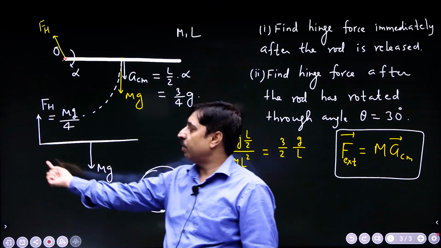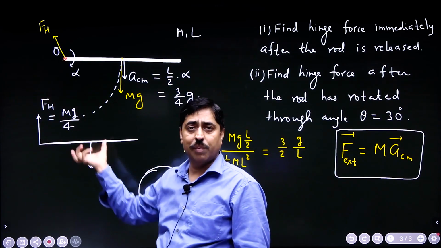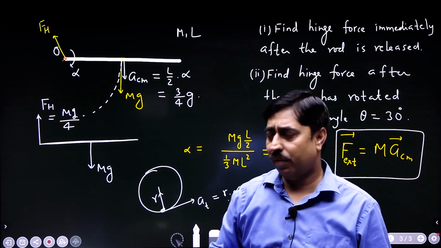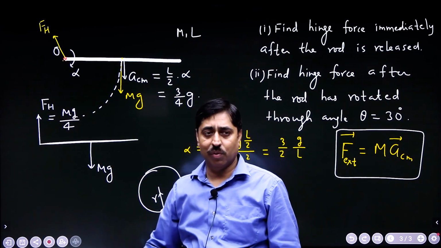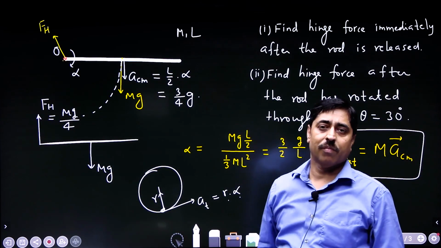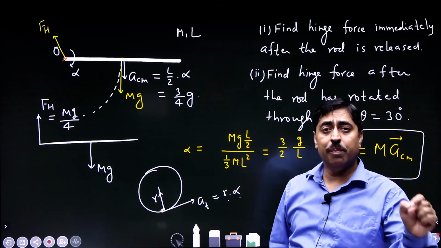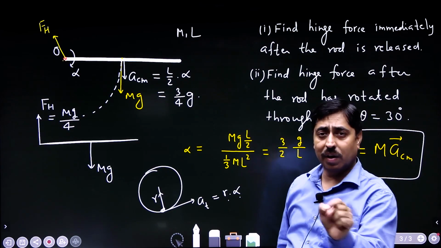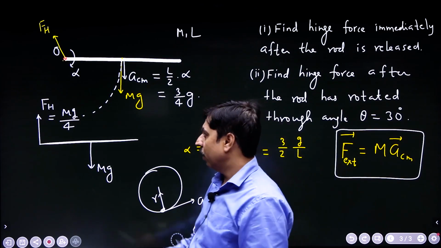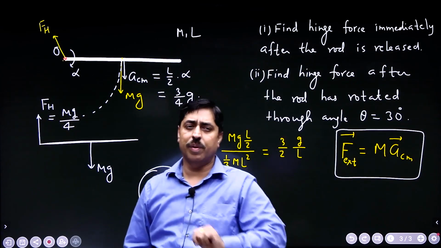If the hinge applies mg by 4 force, then the net downward force is mg minus mg by 4, which is 3 by 4 mg. So, if 3 by 4 mg is the net downward force, the acceleration of center of mass will be 3 by 4 g, because 3 by 4 mg is the force divided by mass. So, this is the acceleration of center of mass. This is possible only when the hinge applies an upward force of mg by 4.